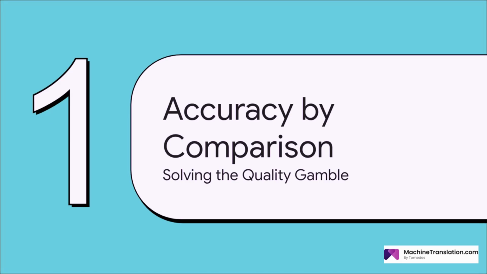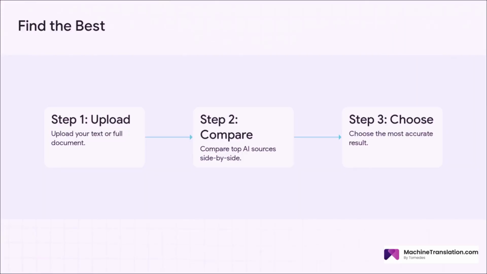Okay, so this brings us to the first major hurdle. How do we solve this quality gamble? I mean, every AI model has its own strengths and weaknesses. So how can you possibly guarantee you're getting an accurate translation? Well, the answer is pretty simple, actually. You don't trust just one. You compare them. And the way it works is incredibly straightforward. It's really just 3 simple steps.